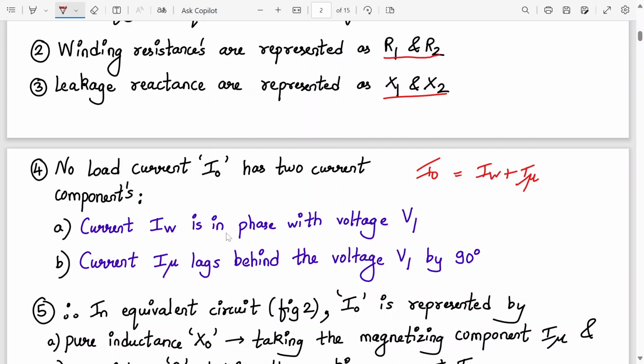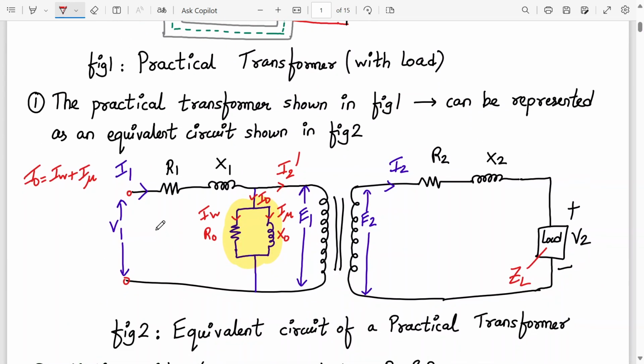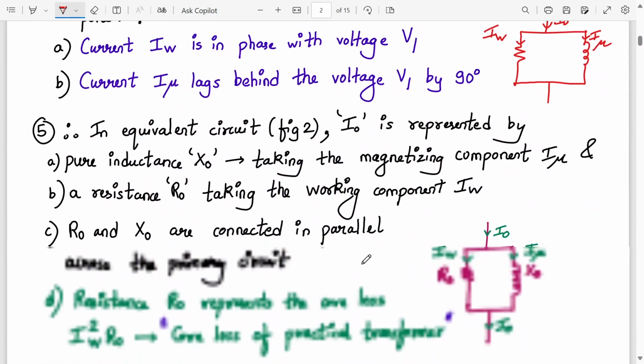Current IW is in phase with voltage V1. That's why it passes through a resistor, because current and voltage don't have any phase difference when it passes through a resistor. So I mu lags behind the voltage V1 by 90 degrees. Why? Because over here, if we see carefully, this is IW, this is I naught, this is the inductor, and this is I mu. So IW is in phase with the voltage V1. That is absolutely fine because it is in parallel with V1, right? Here you see, they are in phase.